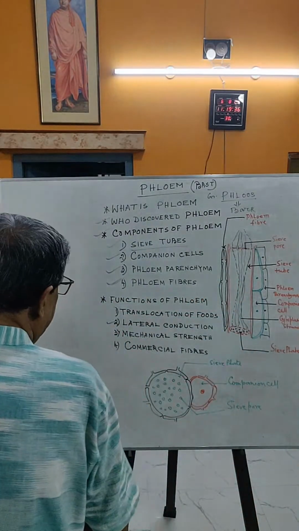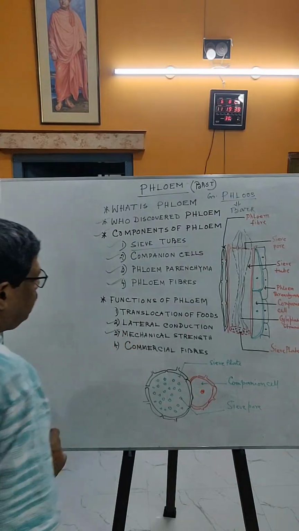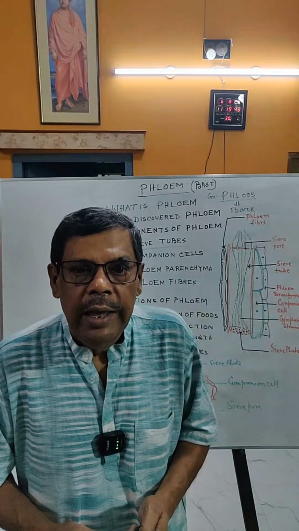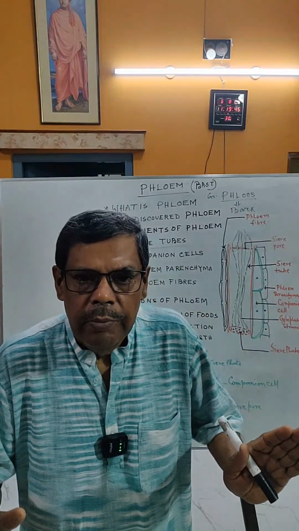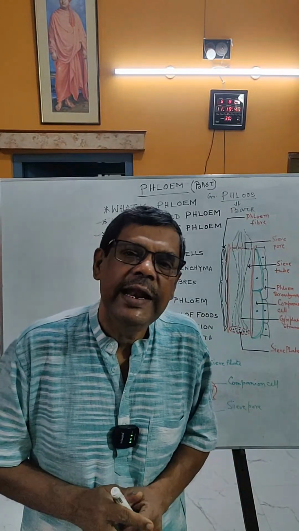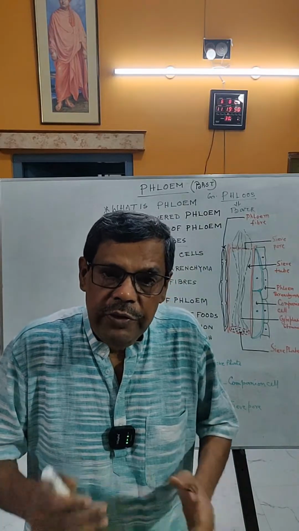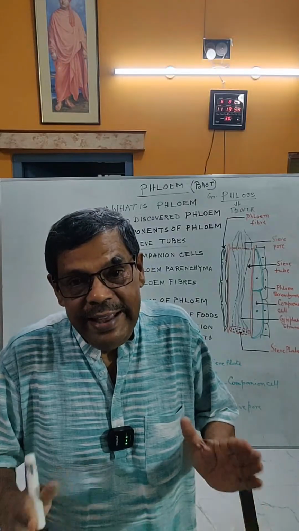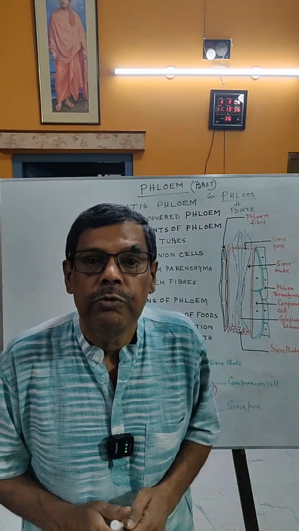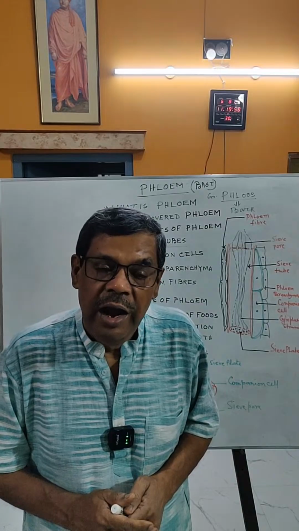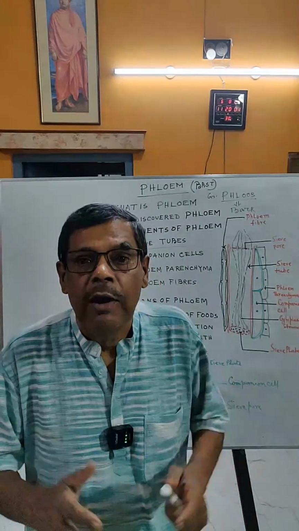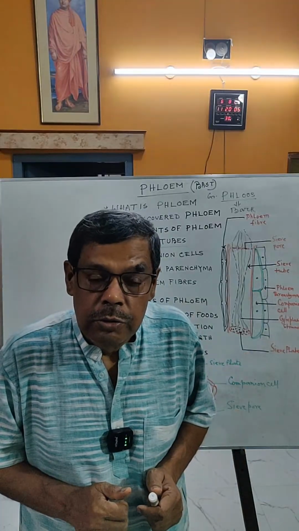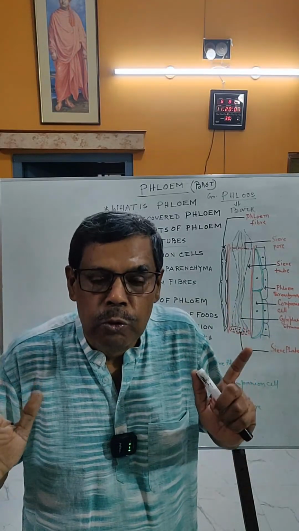Next, mechanical support. In phloem, the sclerenchyma fibers are present, with dense secondary growth, and the property of this cell is elasticity. So it gives mechanical support to the plant.